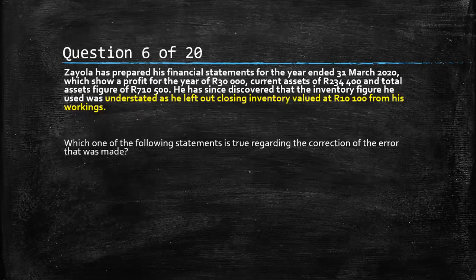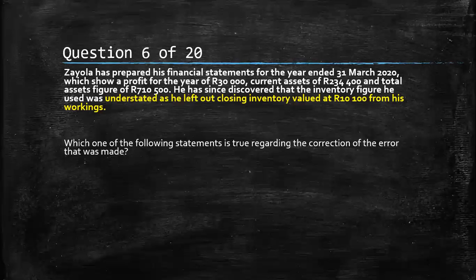Now, this is an example from the June exam, question 6 of 20. It says Zayola has prepared his financial statements for the year ended 31st March 2020, which show a profit for the year of 30,000, current assets of 234,400, and a total assets figure of 710,500. He has since discovered that the inventory figure he used was understated as he left out the closing inventory value at 10,100 from his workings. So what happened?